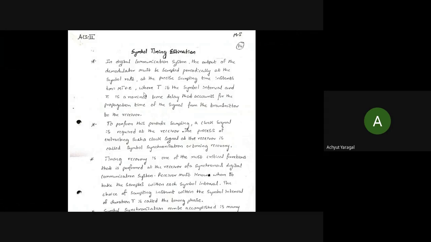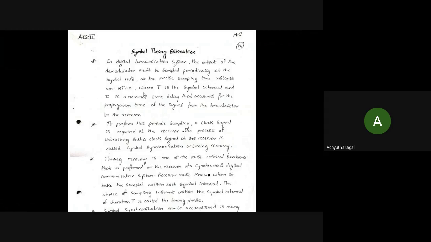That too in the case of a synchronous digital communication system, not an asynchronous one. Remember, synchronous digital communication system. The receiver should be aware of where to take the samples within each symbol interval. The receiver must know exactly where I need to take the sample within the particular symbol period.